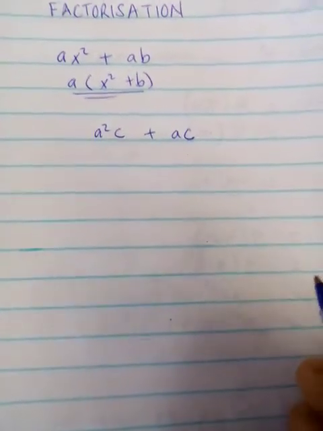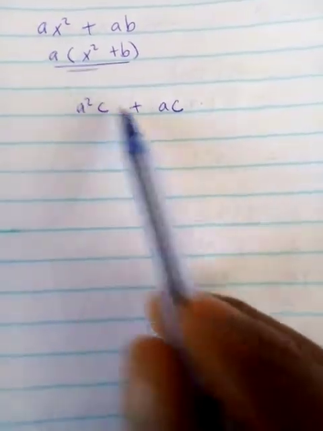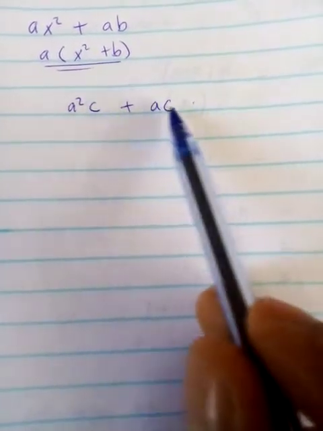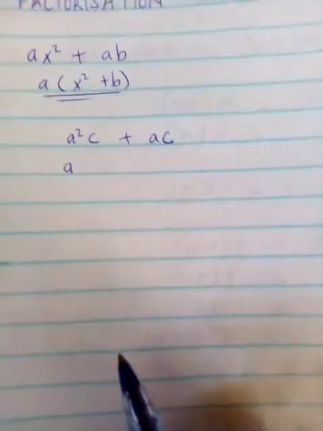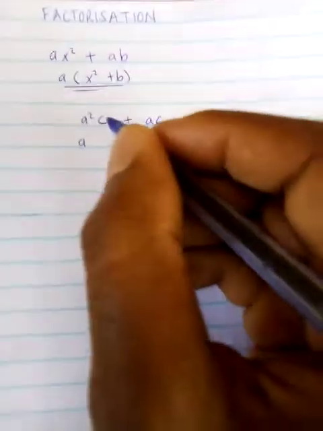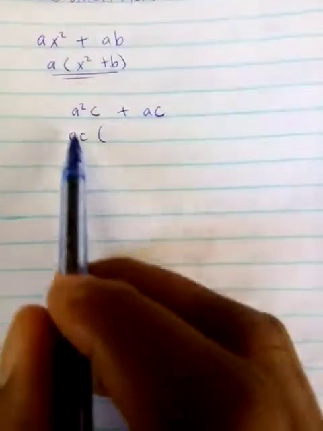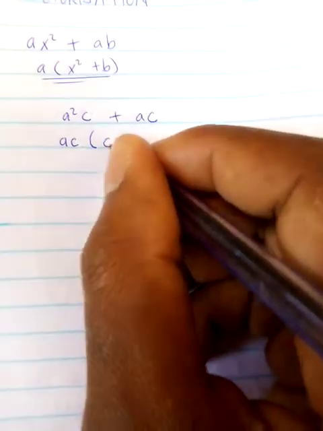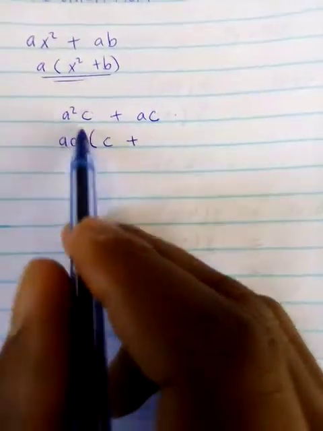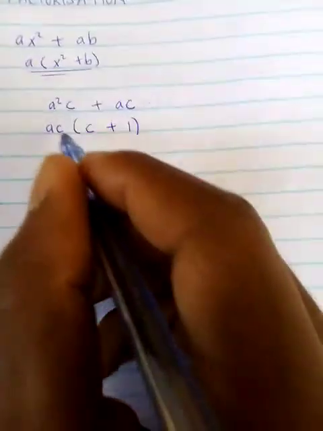Or if I have maybe a squared c plus ac, and I'm required to factorize that, what is common between a squared c and ac? I see an a here, I see an a here, a c and a c. So a is common, so I can pull out a. Still c is common, I can pull out ac. So what do I remain with here? When I remove ac from this, I remain with only a, plus when I remove ac from here, I remain with a 1. So I put there 1. I factorize the above expression.